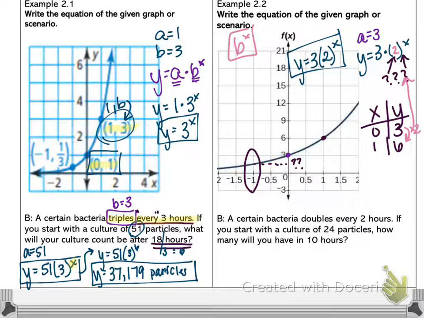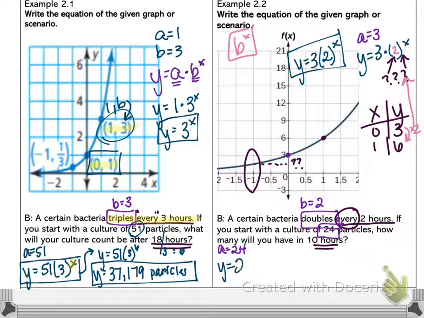All right. So just pointing that out, just to really make sure we understand it, let's do part B on the right-hand side. It's the same thing again. We are doubling. All right, doubling is when B is equal to 2. Every 2 hours, the word every is significant. If you start the culture at 24, that's going to be my A, 24. How many will you have in 10 hours? 10 hours. Okay, so I can create my equations.